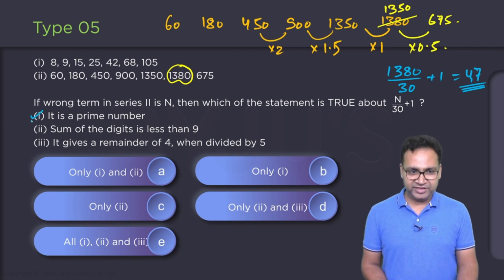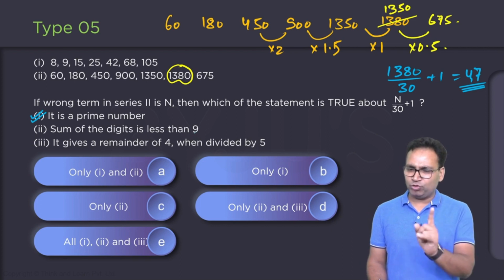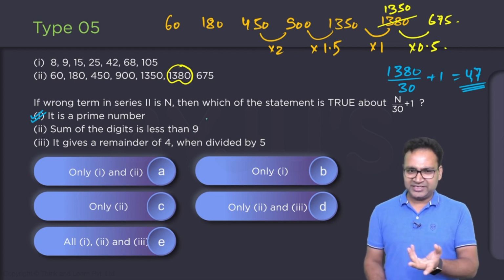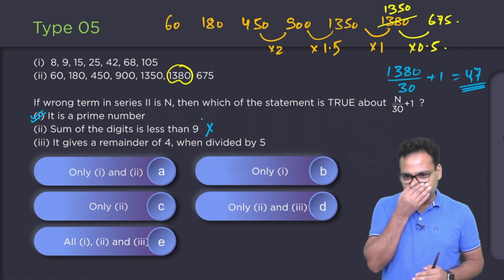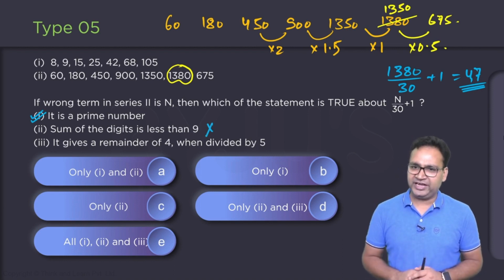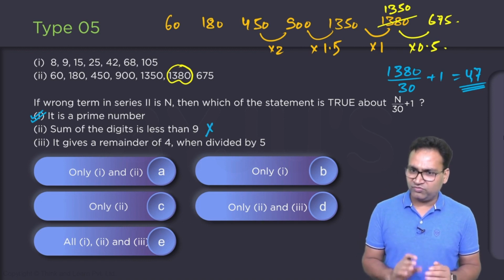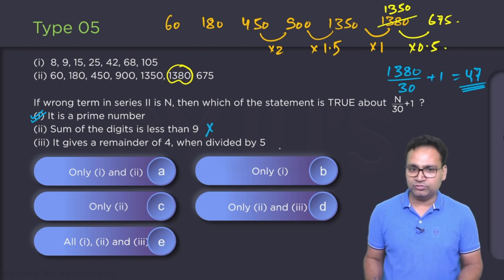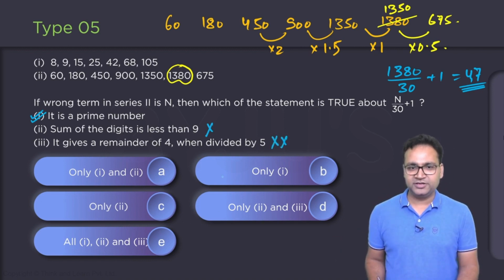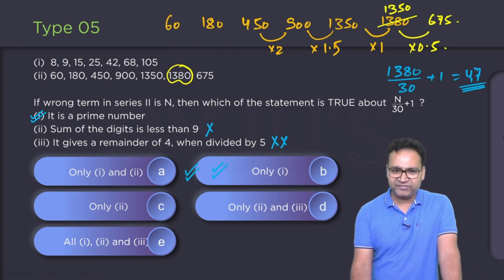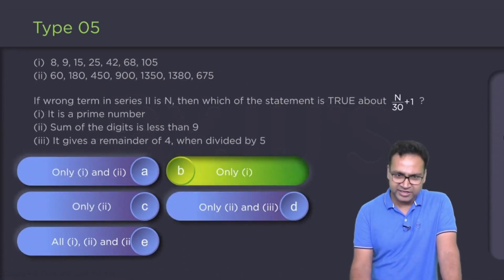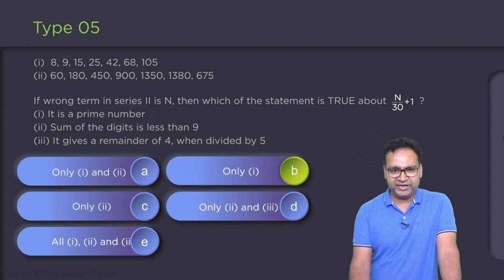Is it a prime number? Yes. The sum of the digits of the number is less than 9? 4 plus 7 is 11. Is it less than 9? No. It gives a remainder 4 when divided by 5? If you divide 47 by 5, the remainder is 2, since 5 9s are 45 plus 2. So this is also not correct. That means the answer is the first option, if I am not wrong. Please check. Let's verify whether my answer is correct or not. Yes. So I hope everything is fine now.